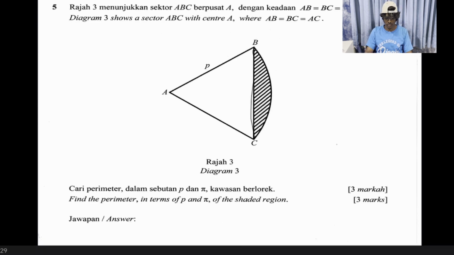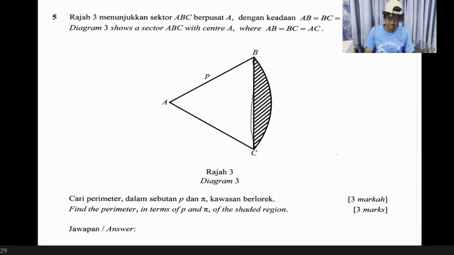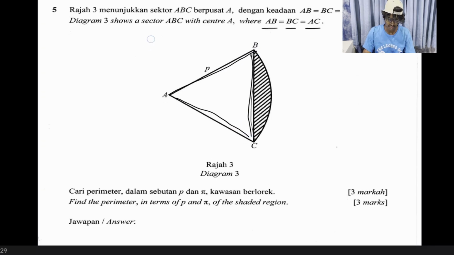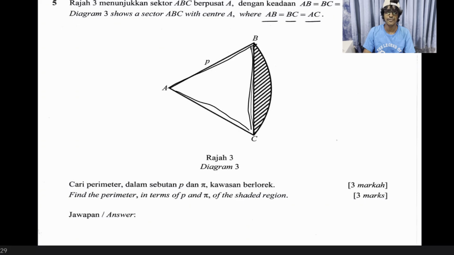Okay, so on to the next question. We are going into circular measures. For this, the information that we see is that AB, BC and AC are all the same. So the radius and this part, which I forgot the name for, all of them have the same value.